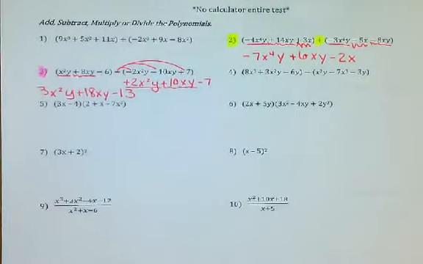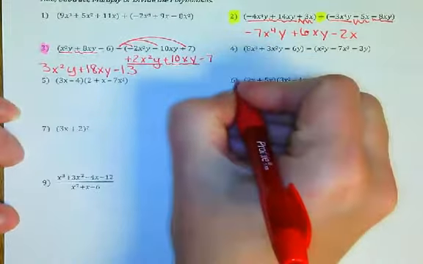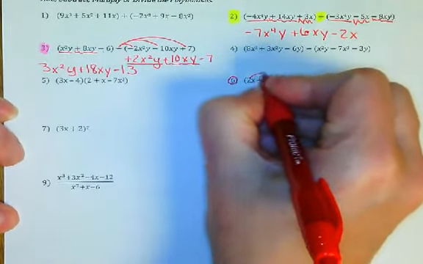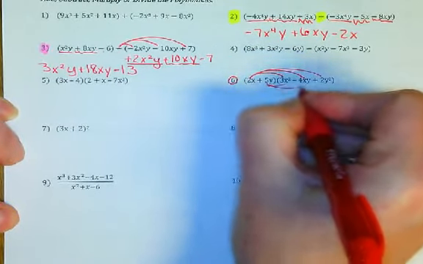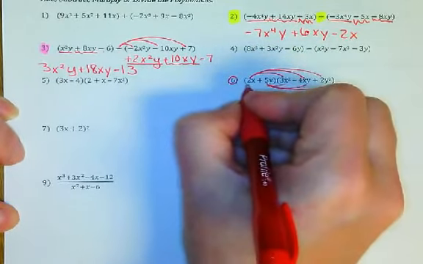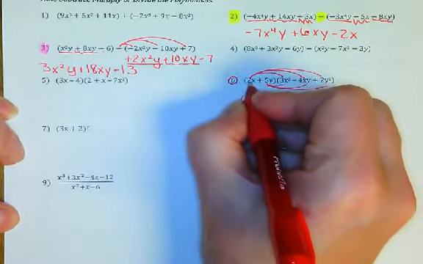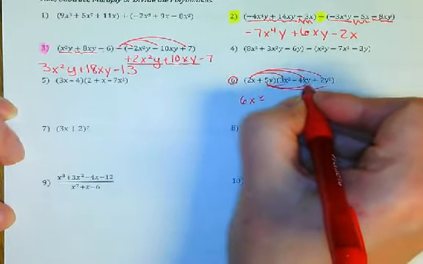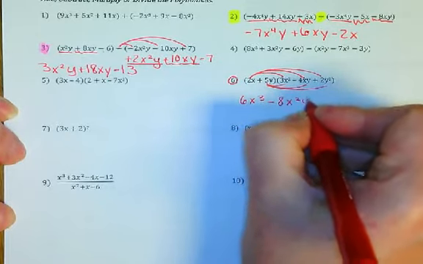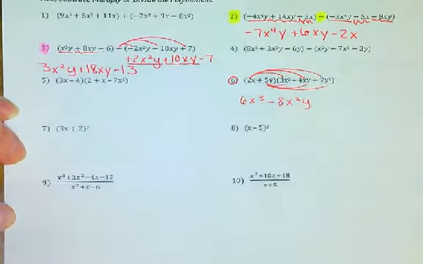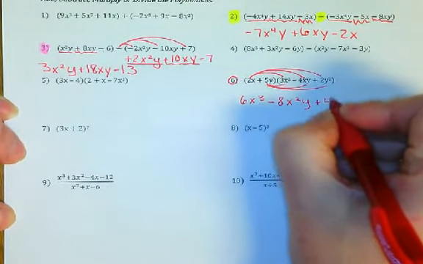All right, with the multiplying, let's take a look at number 6. So on number 6, I really just need to make sure I multiply each term in the binomial by each term in the trinomial. So the first one, I have 2x times 3x squared. That gives me 6x cubed. Then I have 2x times negative 4xy. That gives me negative 8x squared y. And then 2x times 2y squared would then give me 4xy squared.